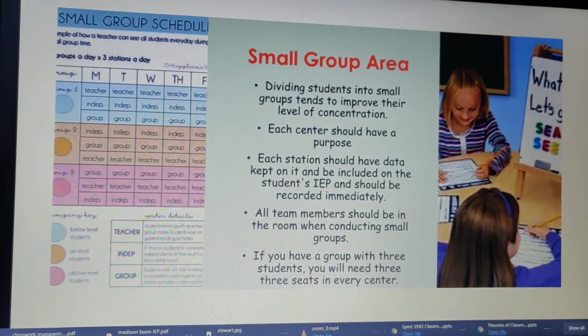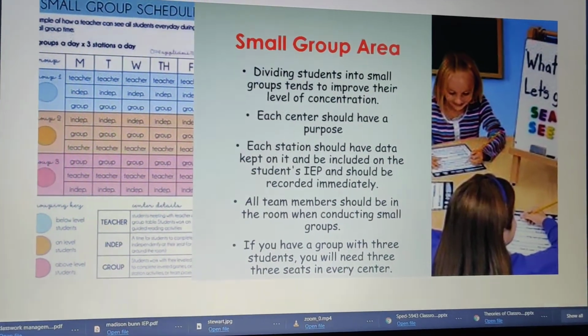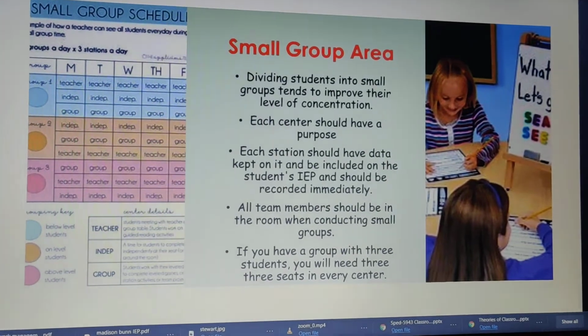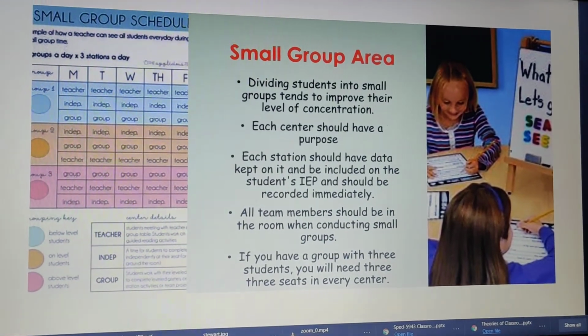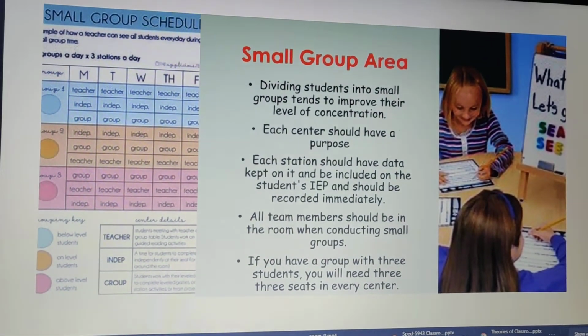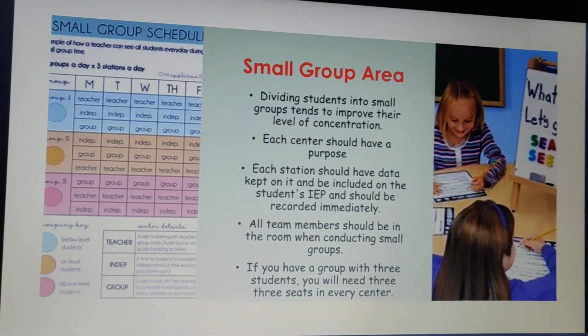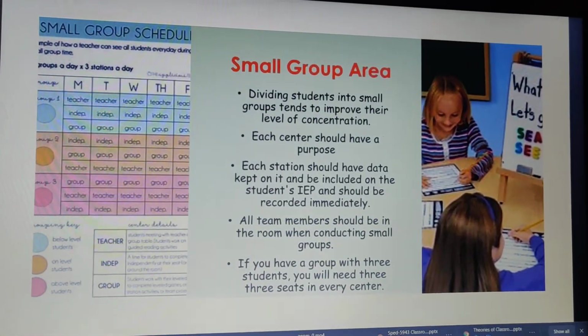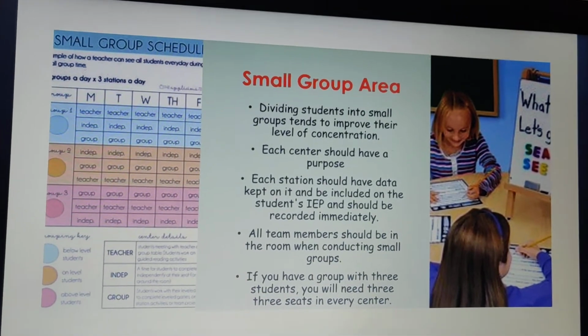All team members should be in the room when conducting small groups. Every para should be in there, and all the teachers should be in there if you have more than one. And if you have a group with 3 students, there should be 3 tables. So whenever that group moves to the next table, there should be 3 chairs.